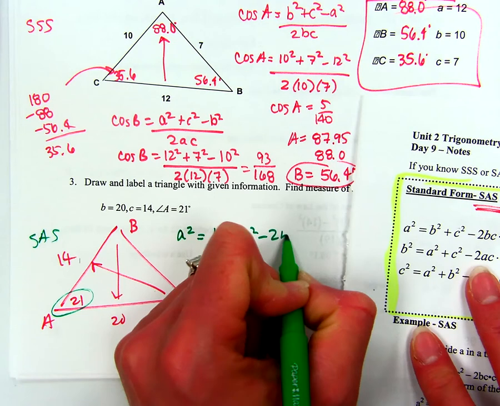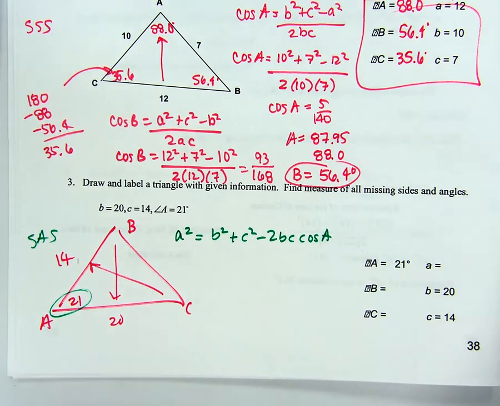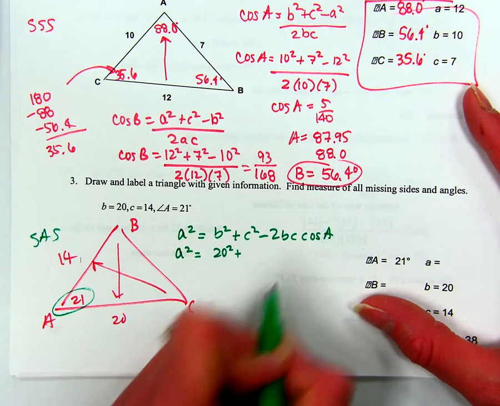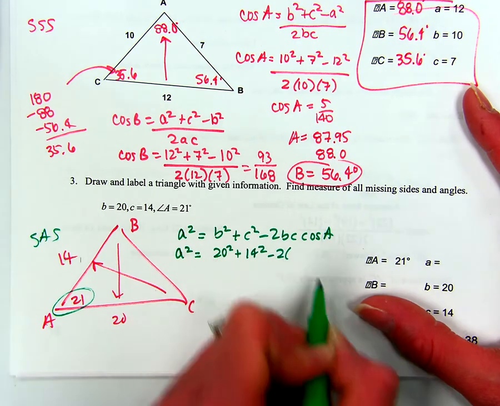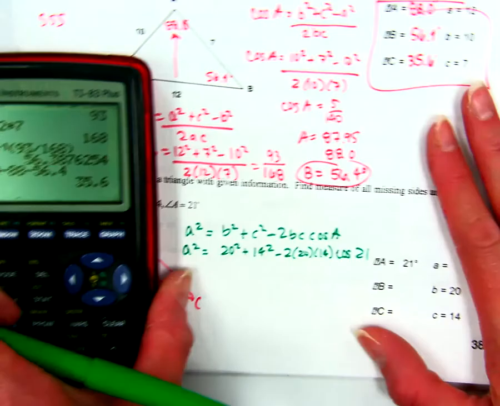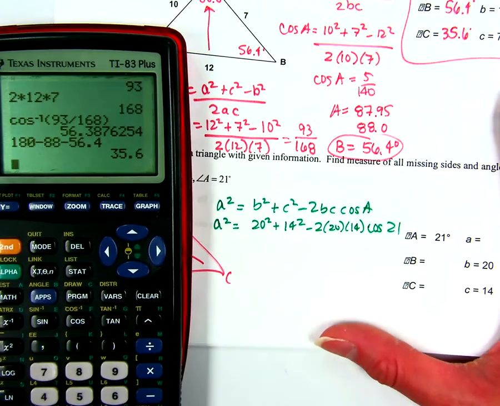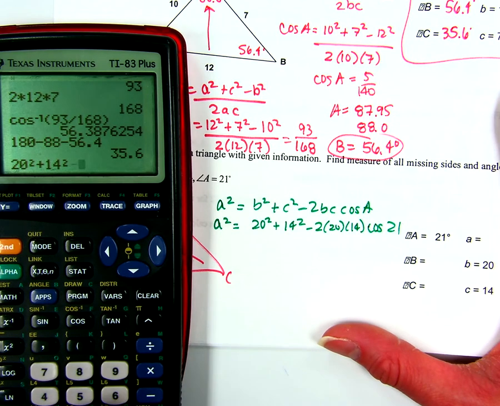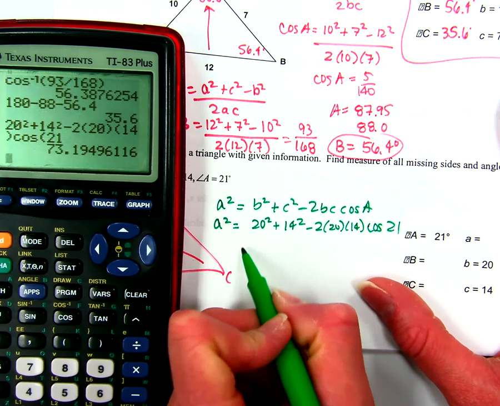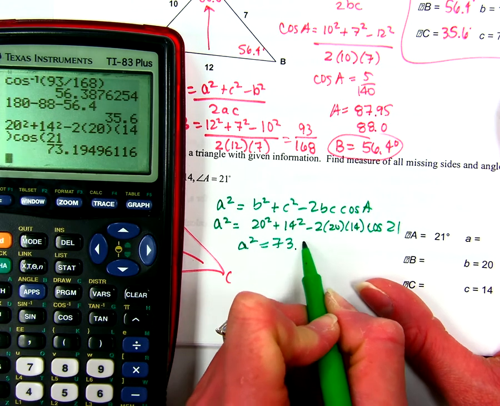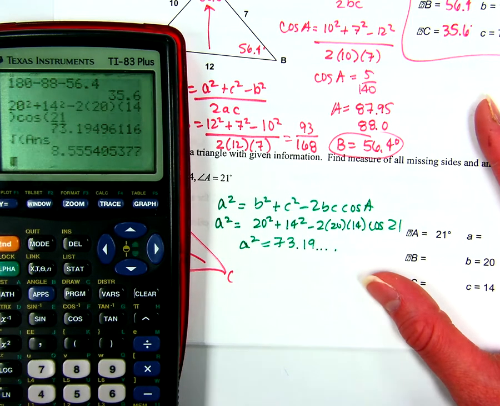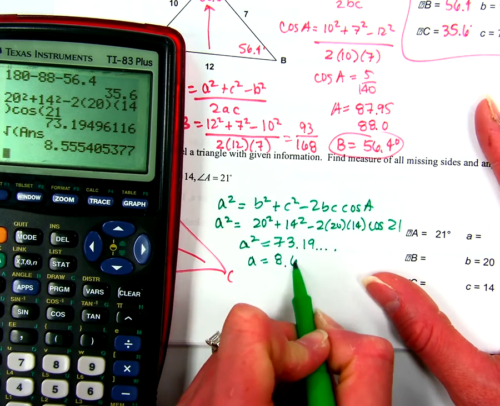So I'm just going to copy my equation down and fill in all the information. A squared is equal to 20 squared plus 14 squared minus 2 times 20 times 14 times cosine of 21. Now that you have the equation filled in, just type it in your calculator. Put the whole thing in. Don't try to simplify each part. That gives me A squared is equal to 73.19 dot, dot, dot. But that's not A, so I'm not rounding it. I have to take the square root of that answer. That gives me side A, so that's 8.6.